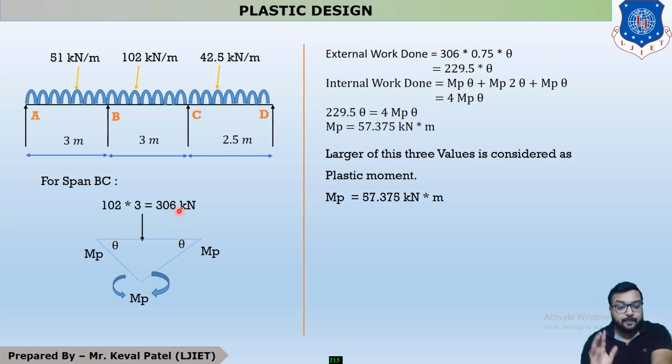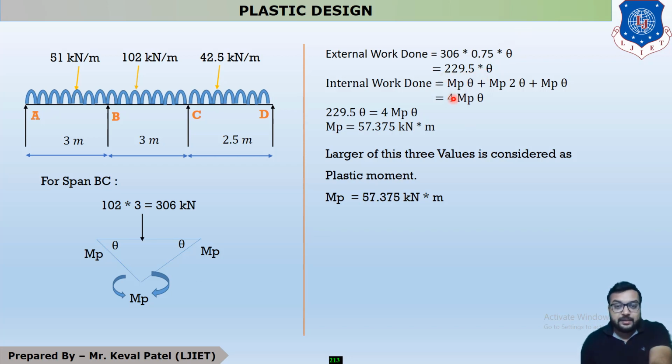Now your external work done is equal to load into average deflection. Your load is 306 into average deflection. You can see that the center is at 1.5 meters, so 1.5 theta divided by 2, so it is 0.75 theta. So it is 229.5 theta.